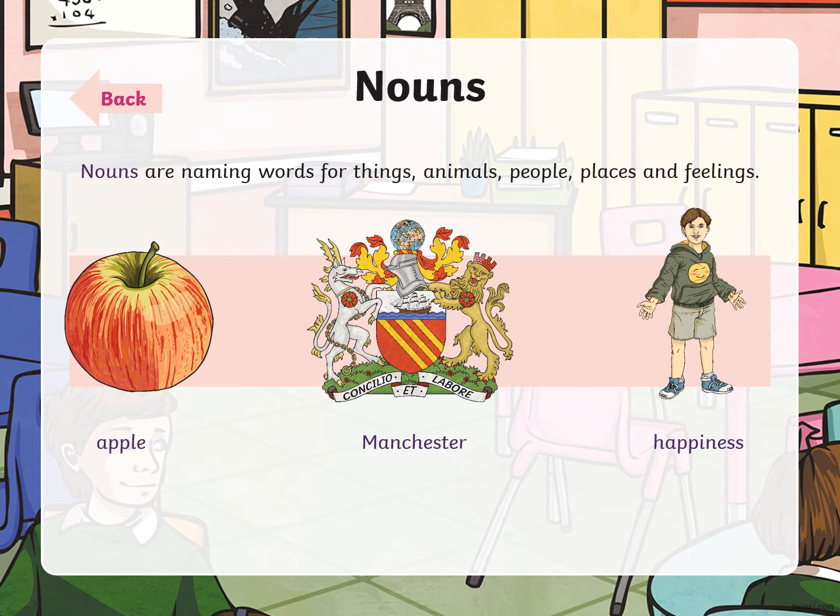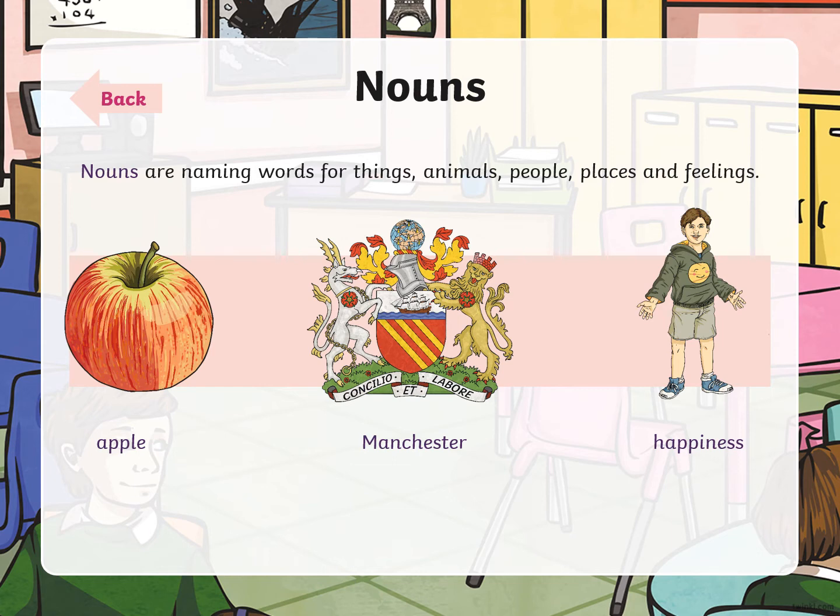So just going into a little bit further detail with each of the word classes, there are different types of nouns. So we've got nouns and naming words for things, animals, people, places, and feelings. So this first one, the apple there, is what we would call our common nouns. So things that you can see and pick up. That's the way that we remember them. The middle one here is Manchester. I know that that's a proper noun because we've got a capital letter there, the same as your first name and your surname.